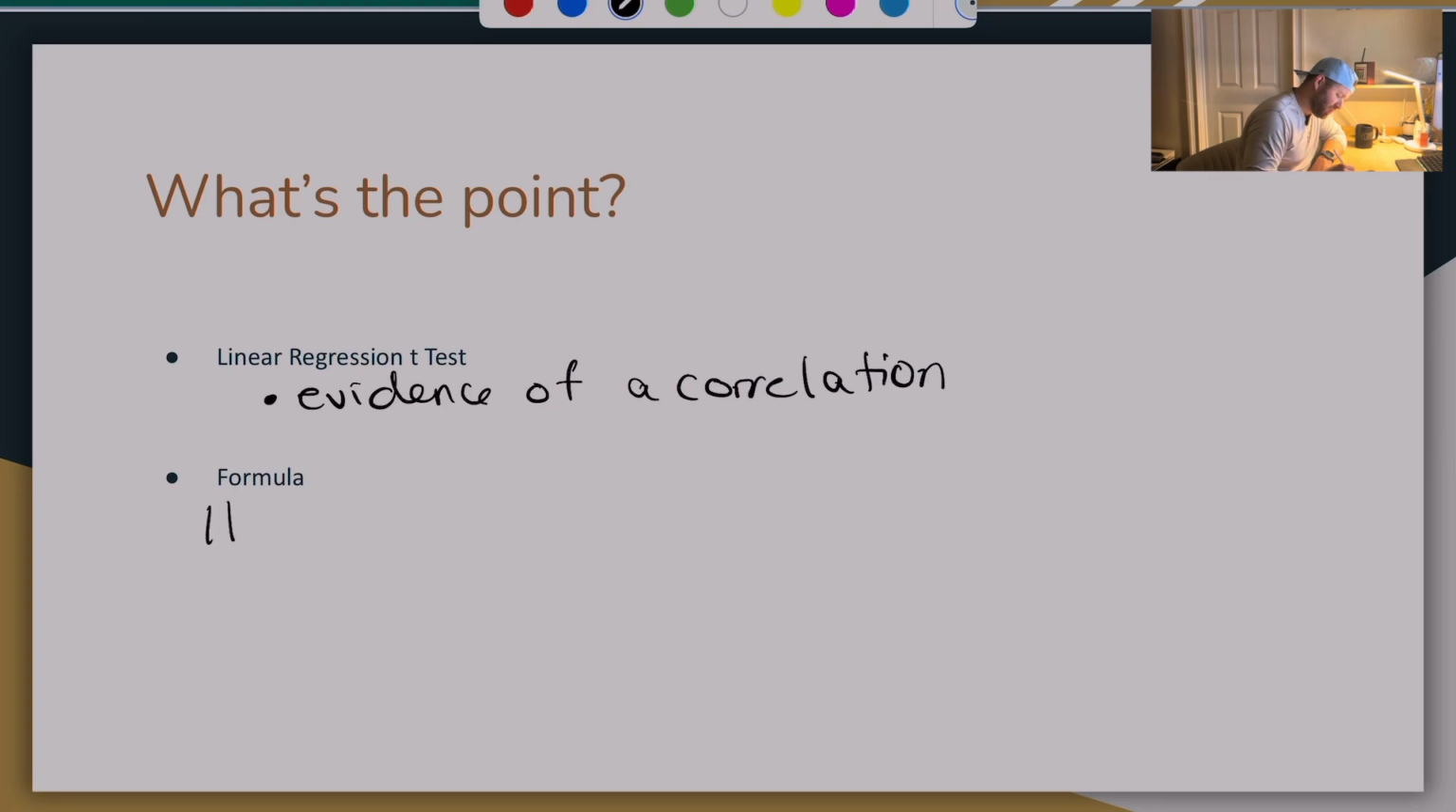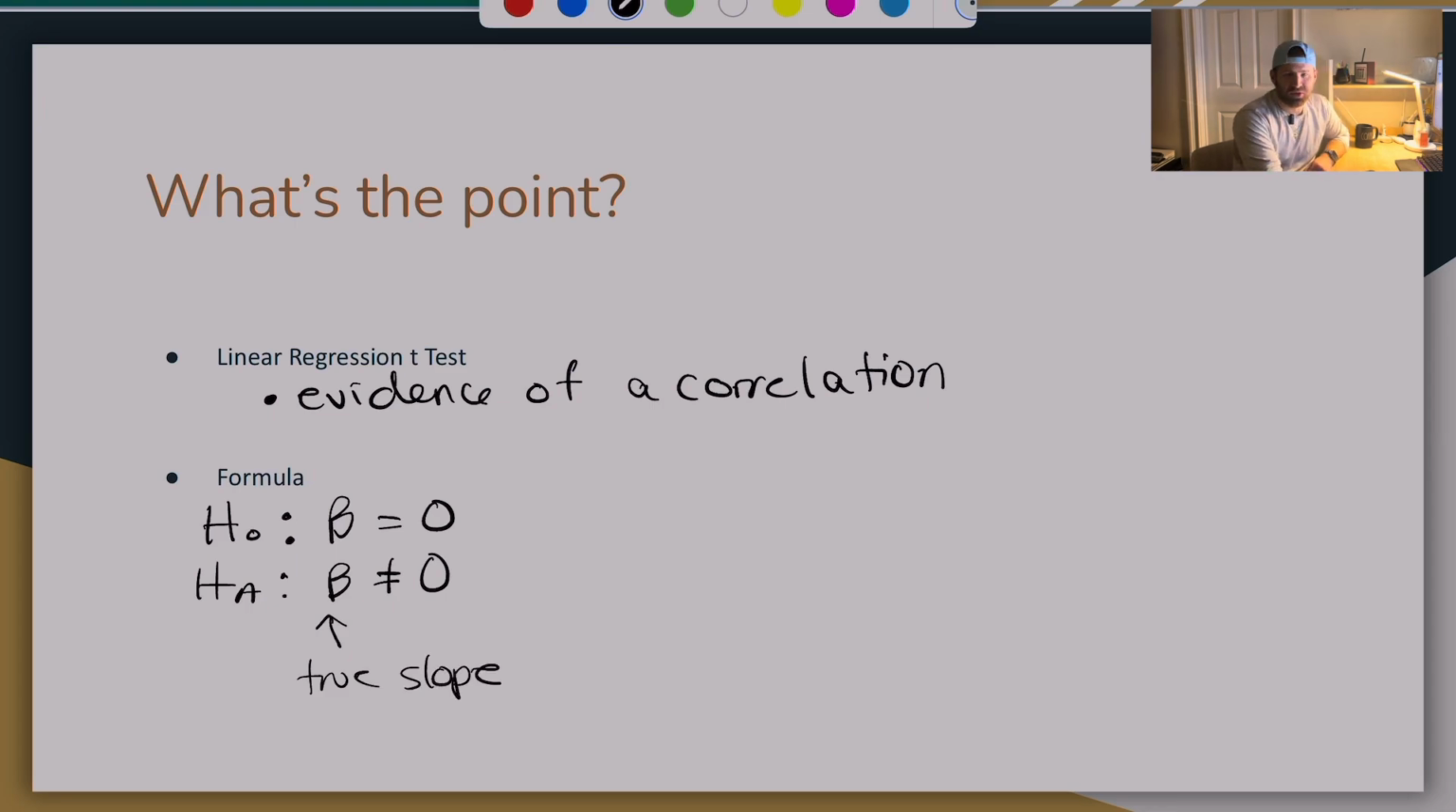Before we jump into the formula, one thing that's very important is that your hypotheses are always going to be the same. This beta here represents the true slope of the regression line. For our hypothesis test, we are always going to have a null hypothesis and assume that we have no correlation or a slope equal to 0. And for our alternative, we're always going to be testing not equal to 0 for two reasons.